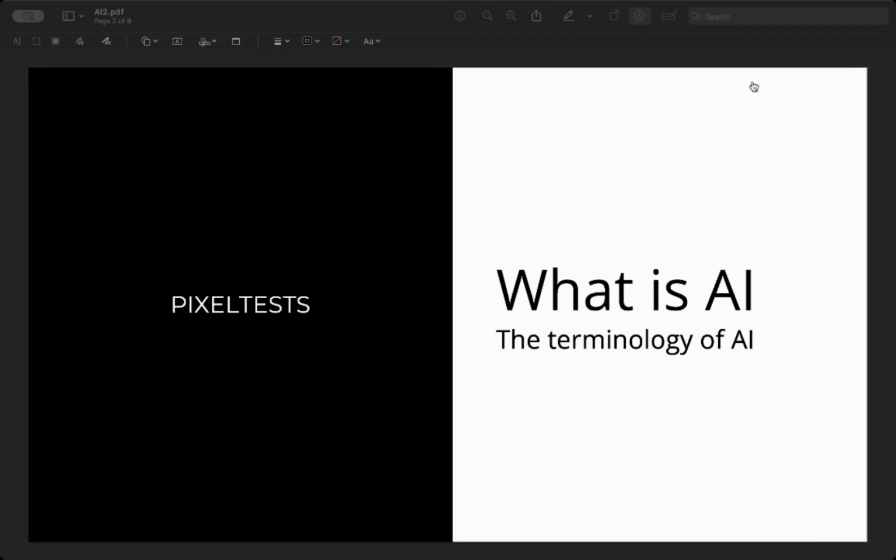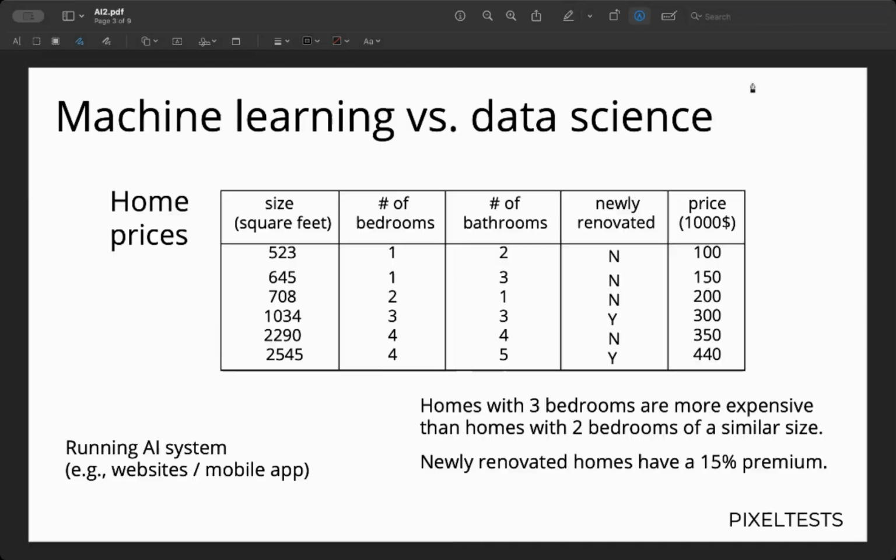So, in this lesson, we are going to learn about a few terminologies of AI that are popular, but how can we differentiate between them and what are the basics of this? So, let's look at first machine learning versus data science with examples, right?